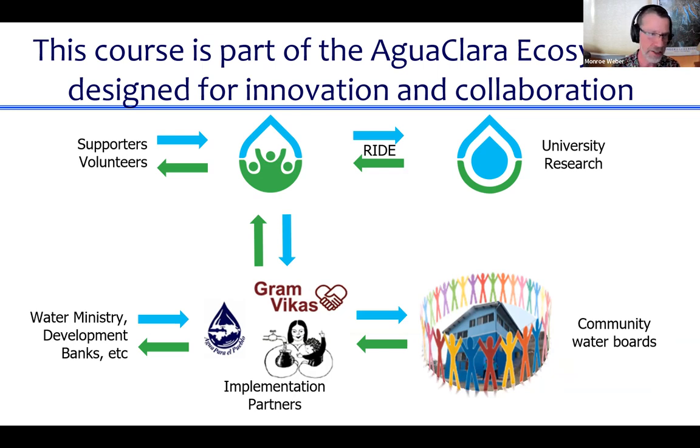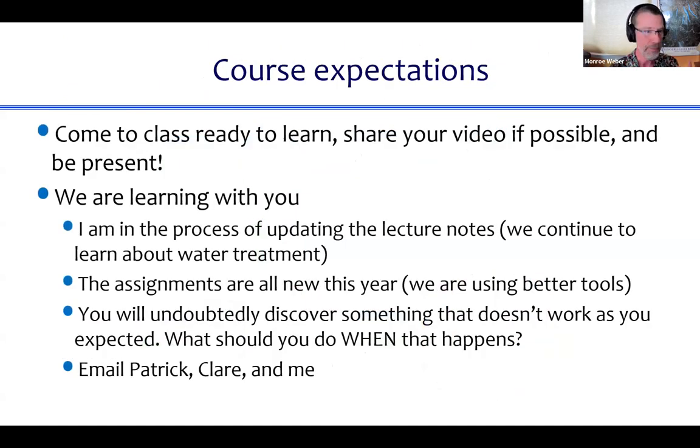So the implementation partners have to figure out where the money comes from to build these plants, and the regulatory environment for building a water treatment plant in a country. So the water ministry is involved. There might be development banks that are helping to fund it. There may be bilateral donors involved. And I could go on and on making this web more and more complicated, but that's enough to give you a sense of where this course fits, which is inside that piece of the university program and helping to support ultimately university research.